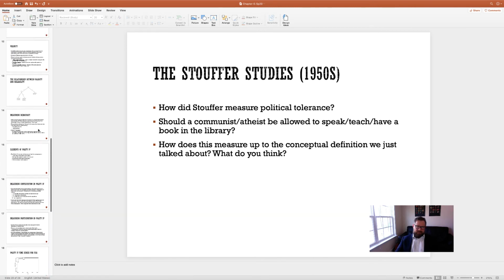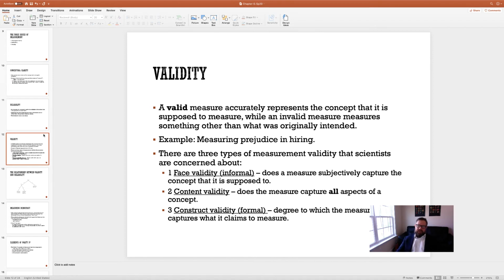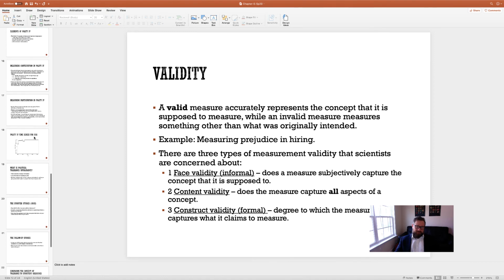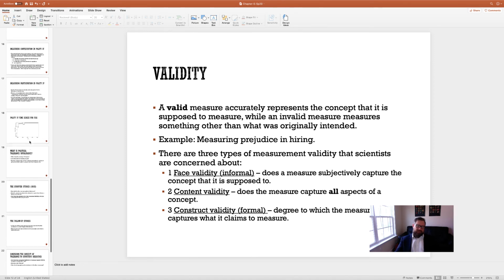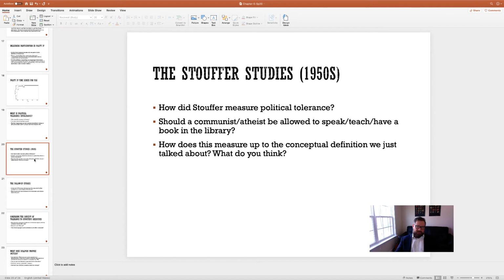It wouldn't measure tolerance at all, okay? So that would be a problem of face validity to a large extent. This would be a problem with face validity to the extent that it's not even necessarily measuring what it is that we hope for it to measure, which is tolerance, right? Because there's an assumption embedded in it.